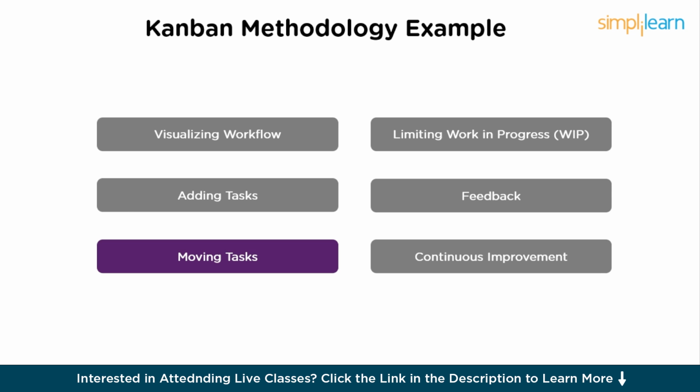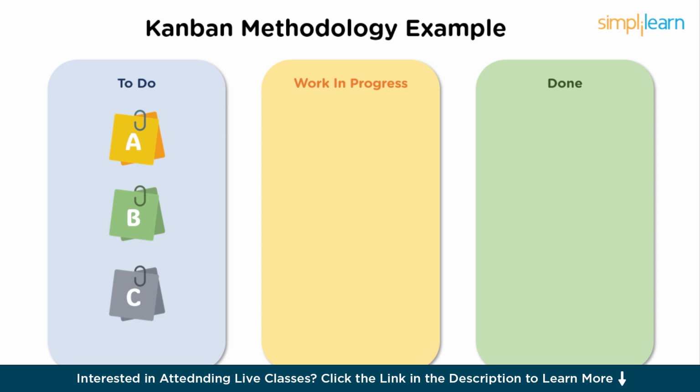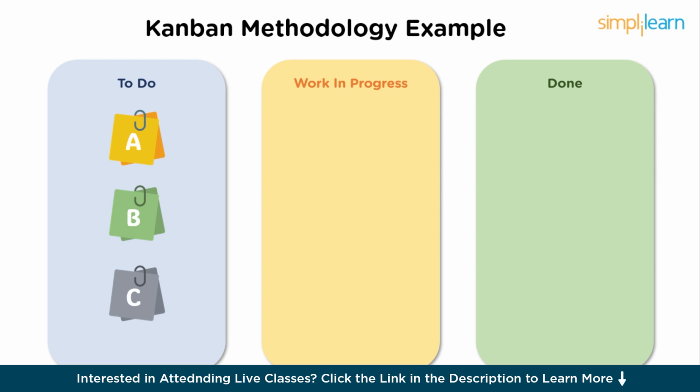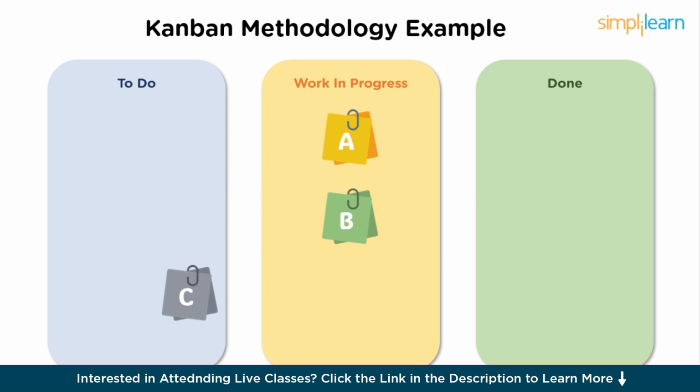Next is moving task. As team begins working on a task, move it from to do to in progress. Now, you have 3 tasks actively being worked on. Limiting work in progress. Set a WIP limit for the in progress column. Let's say 3 tasks at a time. This means that your team can only work on 3 tasks simultaneously. Say here, team starts working on the task A, B, and C simultaneously.